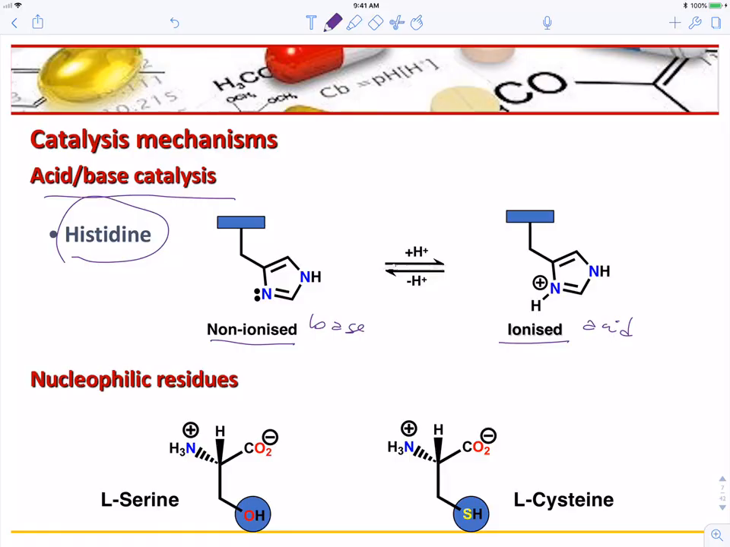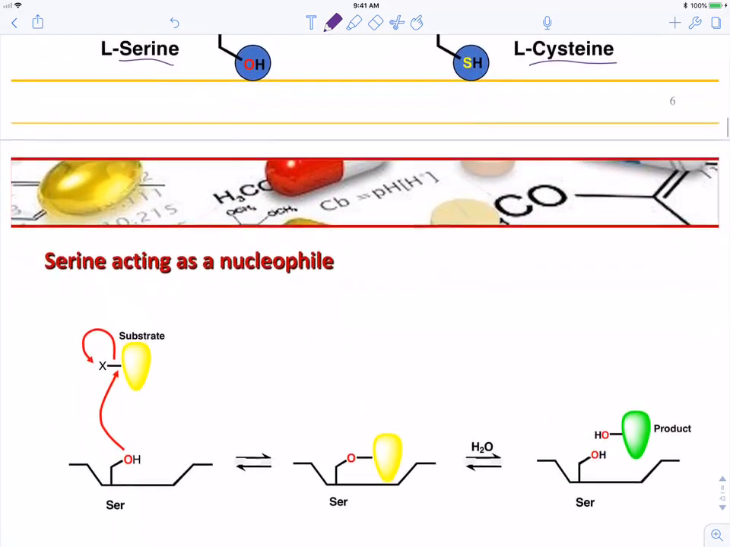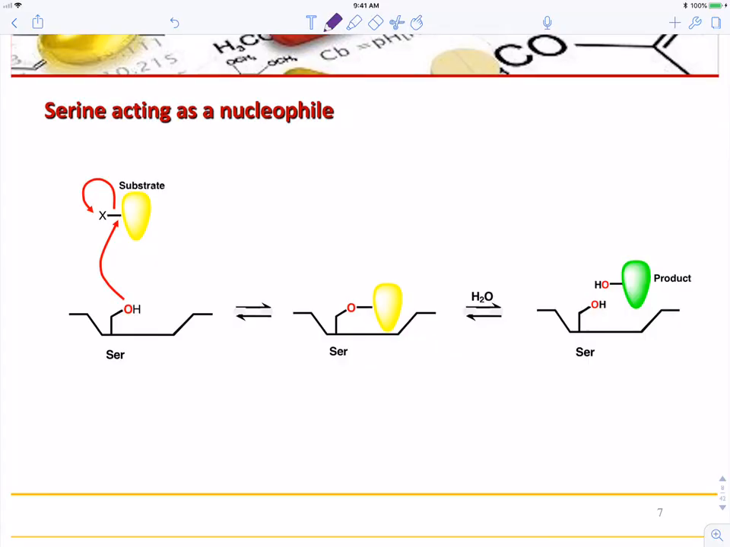Now let's look at another type of catalysis, nucleophilic catalysis. One example of a good nucleophile is a serine or cysteine. Let's see an example in the following slide of serine acting as a nucleophile. If we have a substrate with a good leaving group, X here, the lone pair on the oxygen of serine can attack the substrate, resulting in leaving of the leaving group, so minus X here.